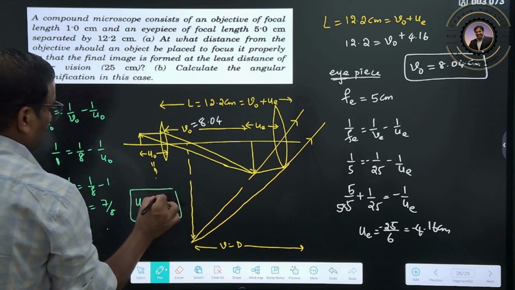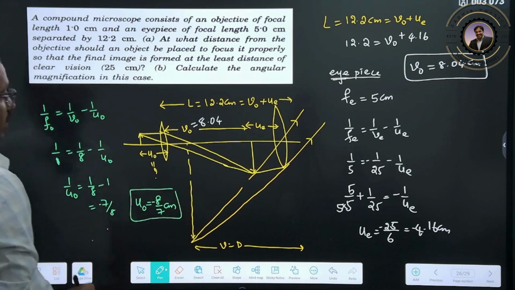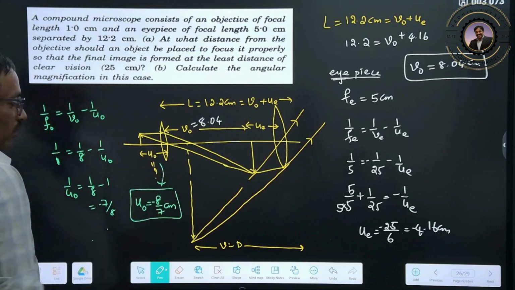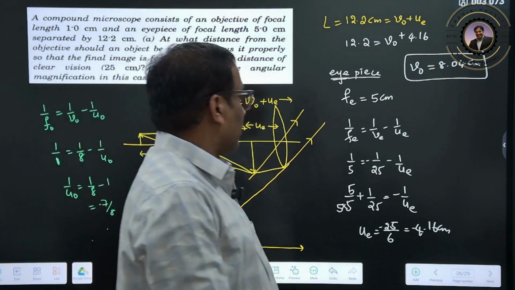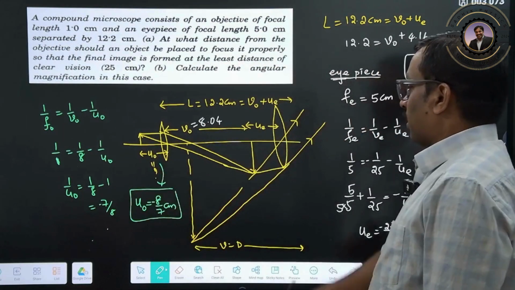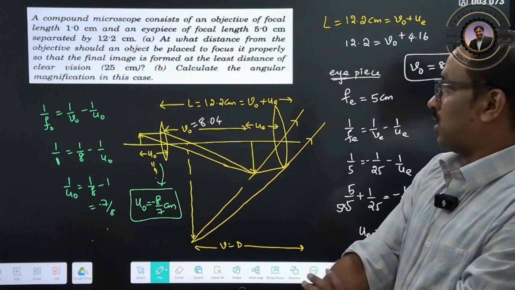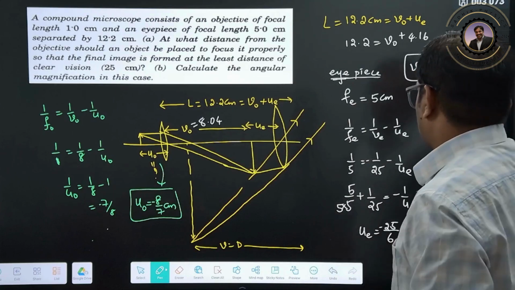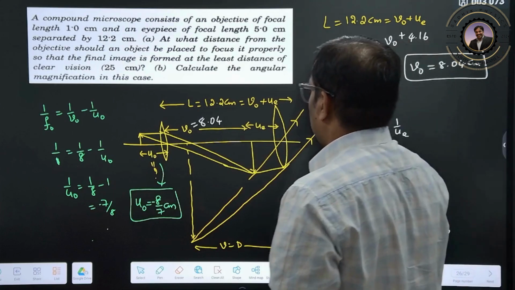That is actually minus, we will get it now. So therefore the object distance you have to keep as minus 8 by 7 centimeter, so that you can get the image at these two distances of distinct vision. So what is the angular magnification now? You can calculate it very easily.